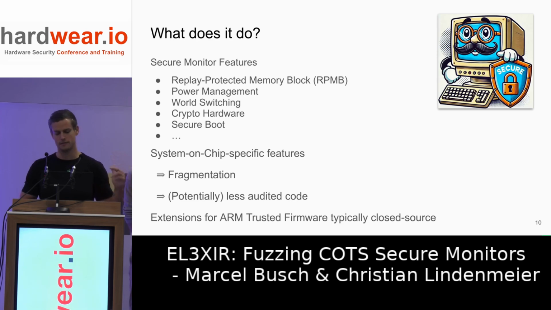So as you can see from these features, this is all very system-on-chip and hardware specific, right? And that leads to a lot of fragmentation in this ecosystem, meaning that the code is typically not looked at by many, many developers since it's not a common ground, and this fragmentation typically leads to less audited code. And in addition to that, these extensions of the ARM Trusted Firmware are typically closed source. So even if third-party people wanted to look at that, they don't easily have the chance to audit the source code.